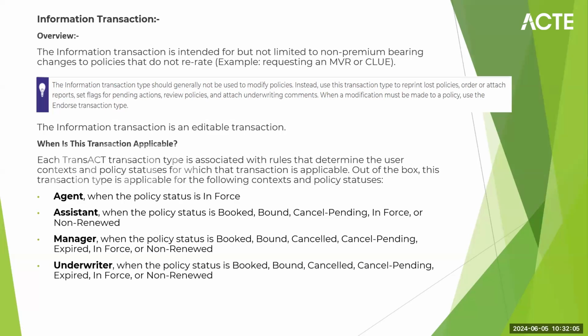When a modification must be made to a policy, use the endorse transaction type. Nothing but when we use this information transaction, we do not use it for modification of the policies. We use it majorly for existing policies or lost policies, or for any attachment reports, or any Jira reports. Okay. What are the pending items or leftovers in between? Okay, we can make changes only through the endorsement transaction after the information transaction is done.